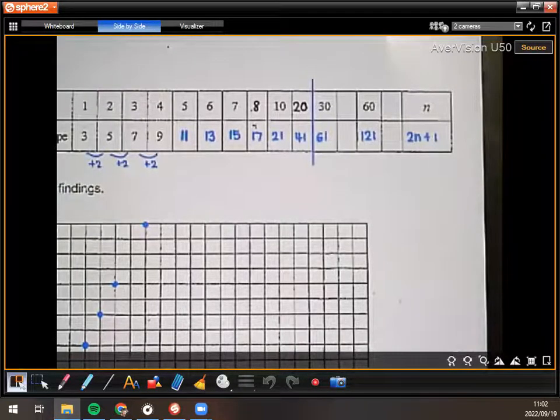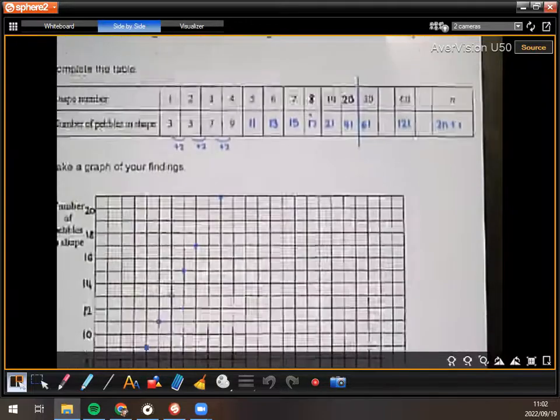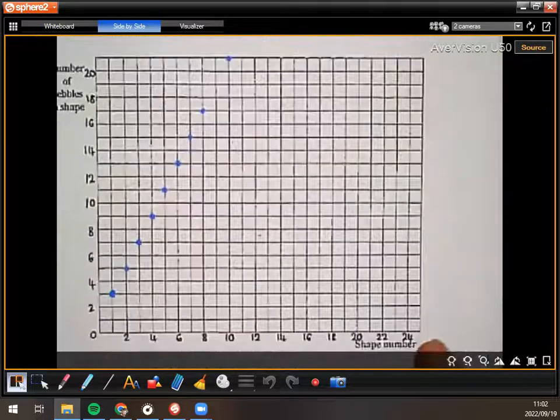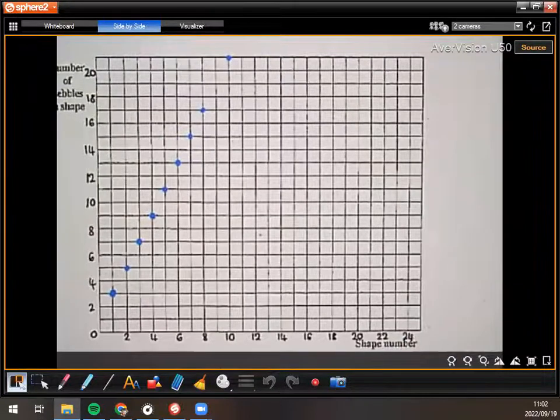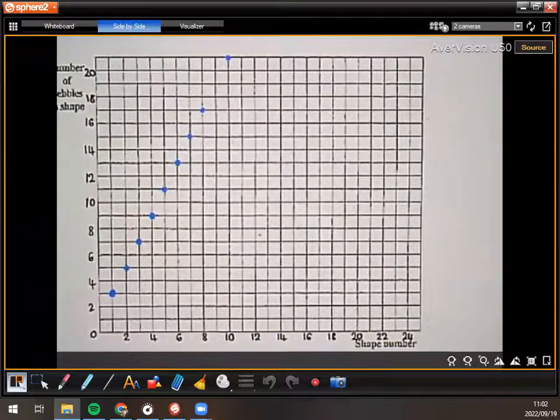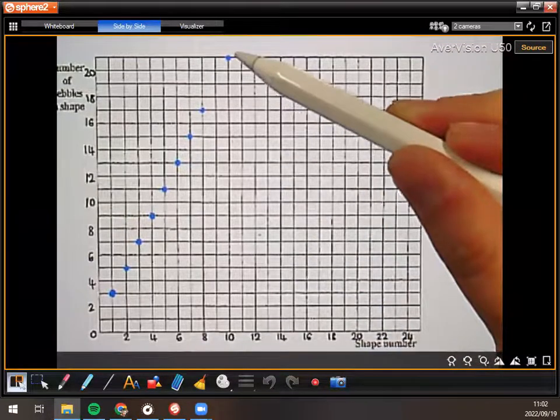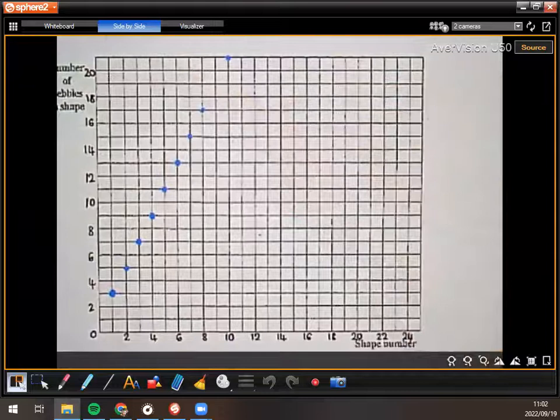All right, I'm quickly going to show you my graph. Right, so the graph went all the way up until 8. This is 2 up every time. And then for the 10th one, you have to go all the way up to 21, which was that last line. Then we couldn't put the 20th one in, because it was 41, and we don't have 41 on that axis.